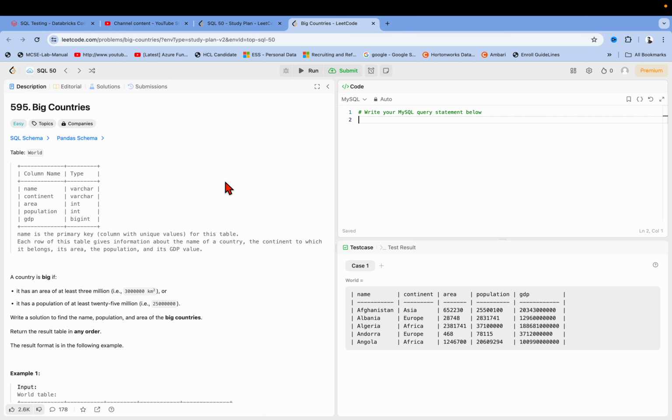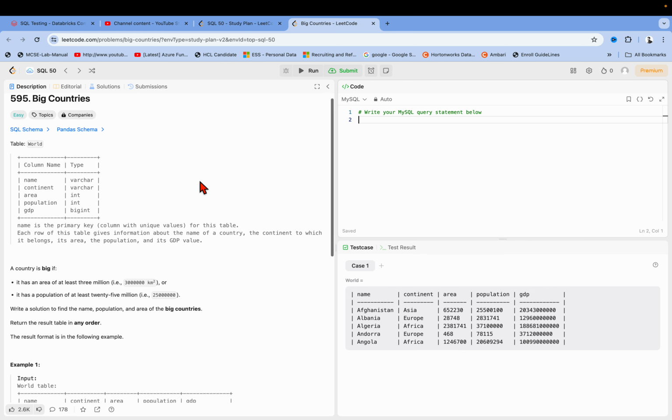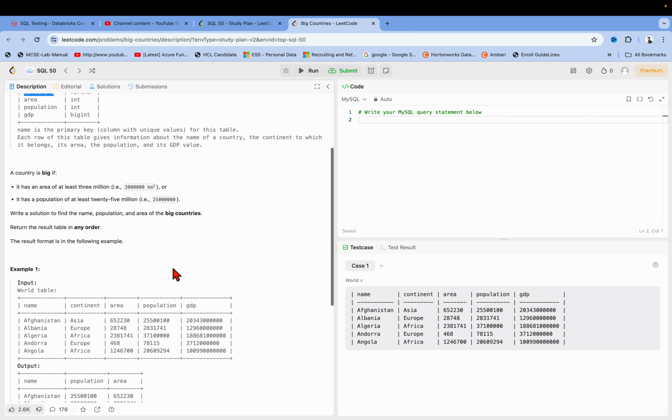Hello friends, this is the LeetCode question for big countries. So this table, World, has these columns: name, continent, area, population and GDP. So here is the problem statement.